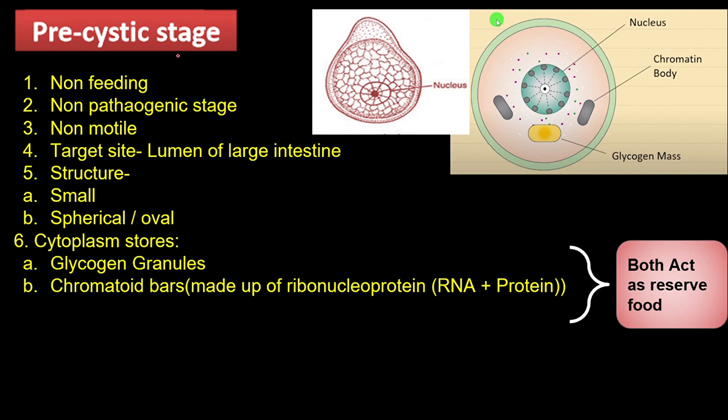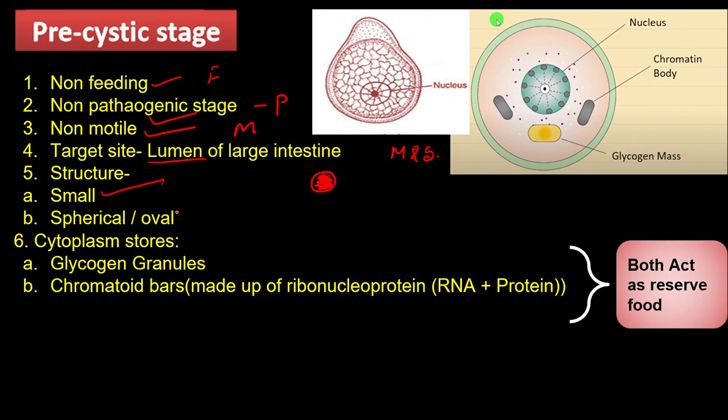Let's jump to the next stage, that is pre-cystic stage. Pre-cystic stage is non-feeding. What was trophozoite? It was the feeding stage. Pre-cystic is non-pathogenic. Trophozoite was pathogenic. It is non-motile, it was motile. Target site is lumen, which is the empty space of your intestine where your food is present. Which food? Undigested food. What do we call that? We call it lumen. And what was the target site there? Mucosa and submucosa of large intestine.